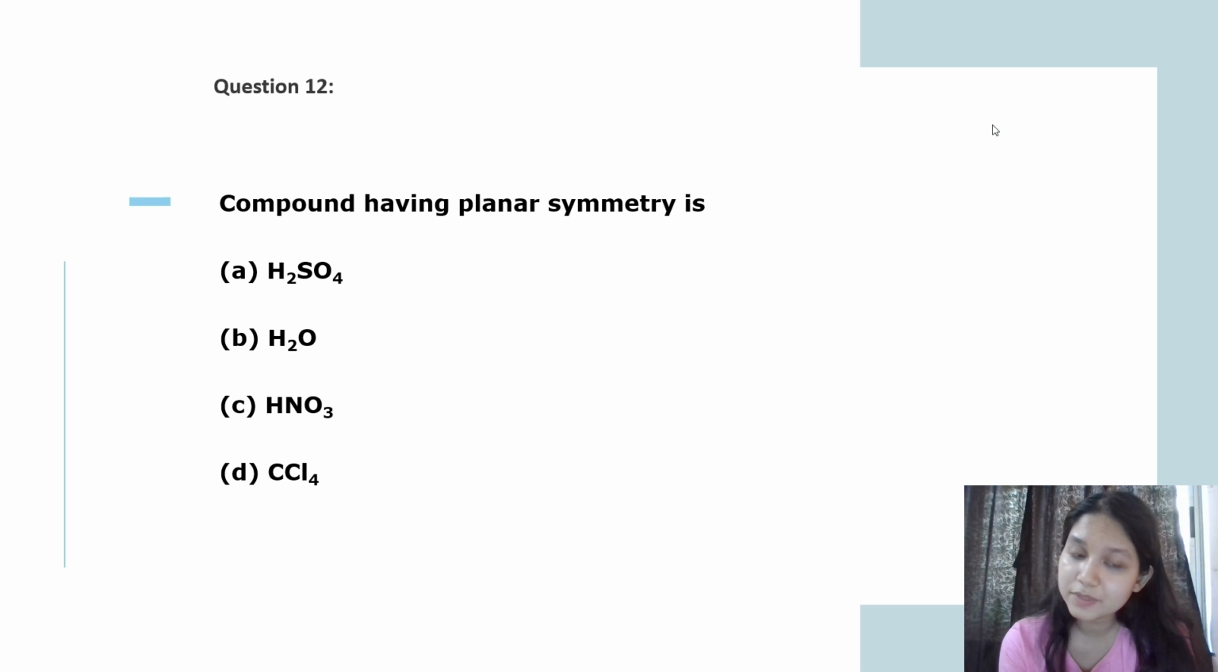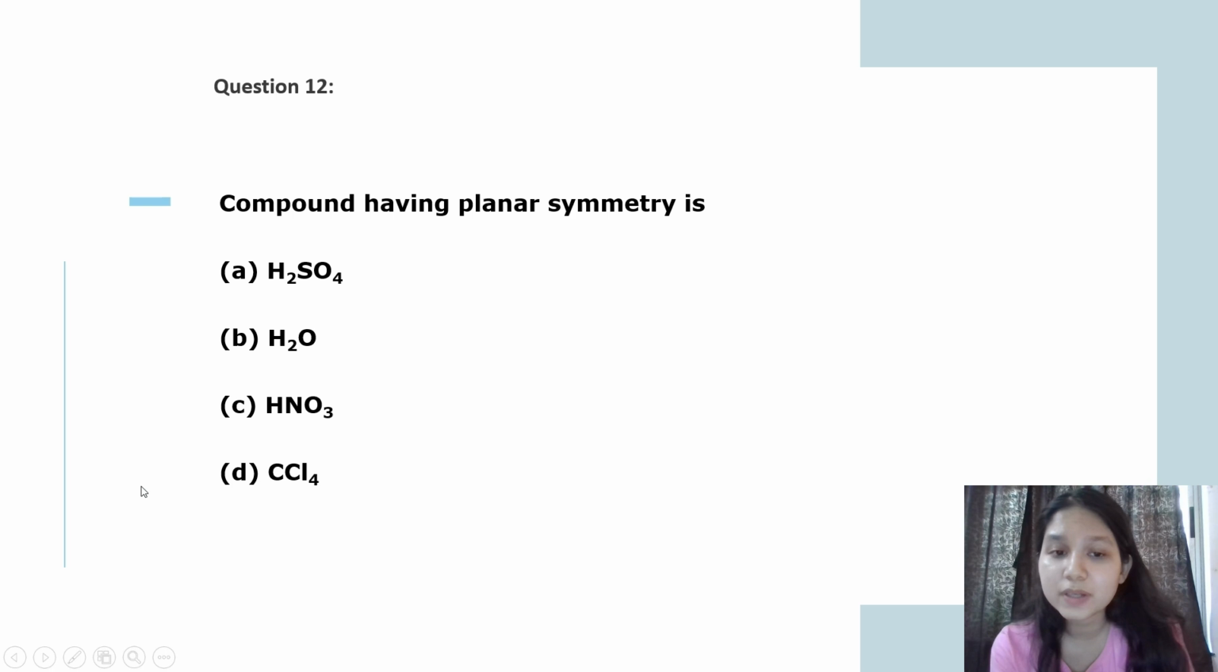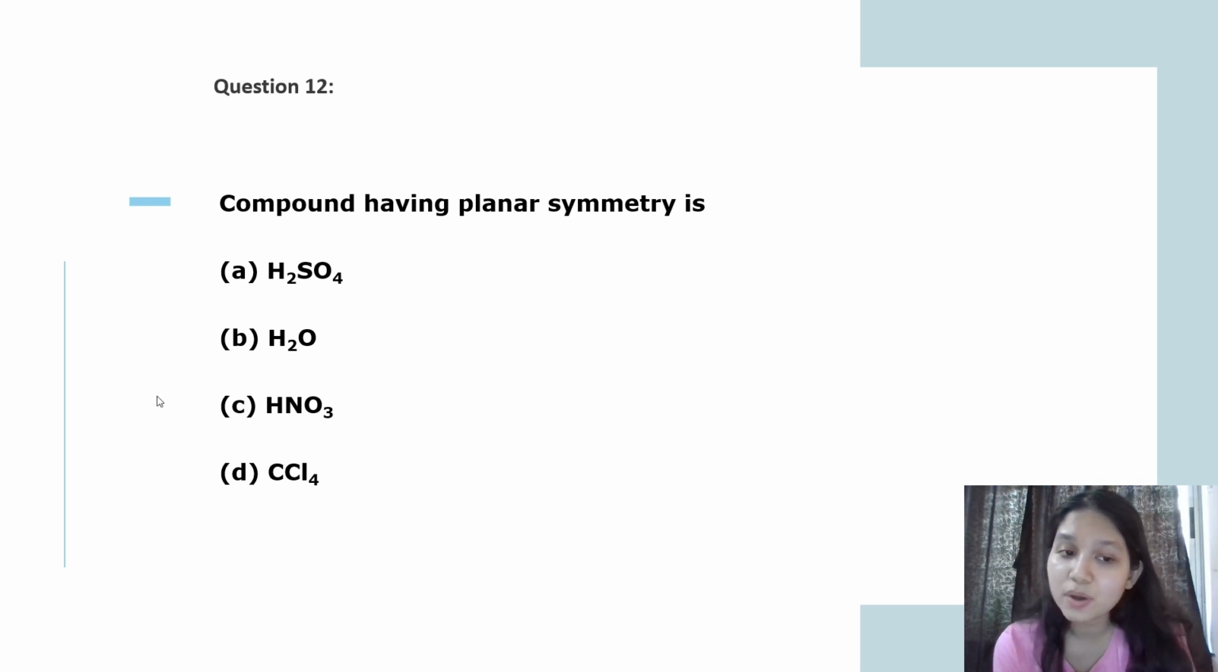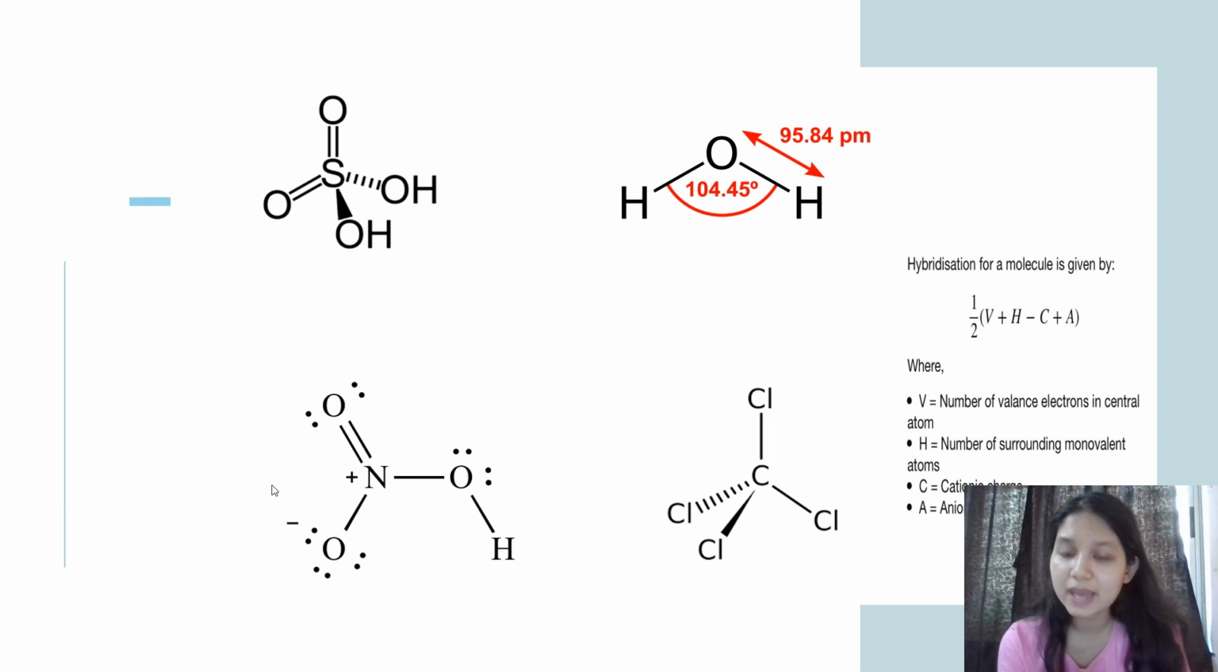In question number 12, we saw these four options and tried to figure out which of these have planar symmetry. We found out that H2SO4, H2O and CCl4 were all sp3 hybridized, and the shapes of these three molecules were tetrahedral, bent and tetrahedral again. But in case of option C, nitric acid, we had sp2 hybridization and it had a trigonal planar shape.